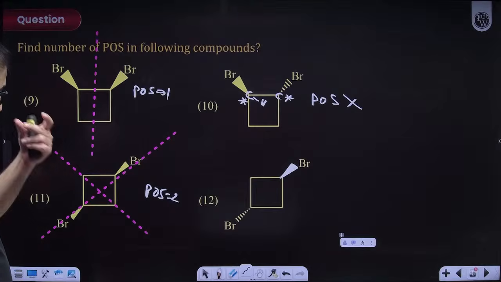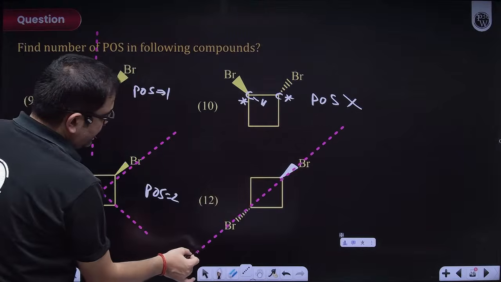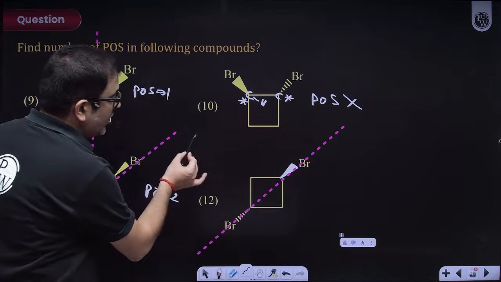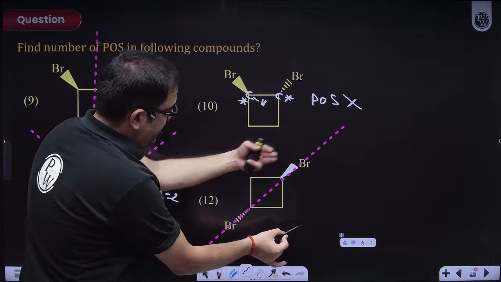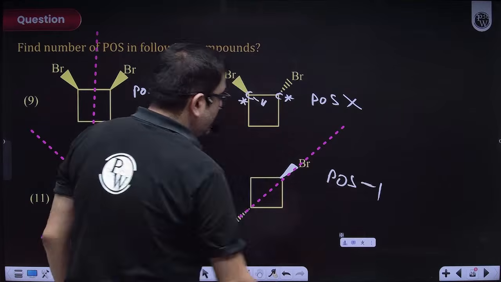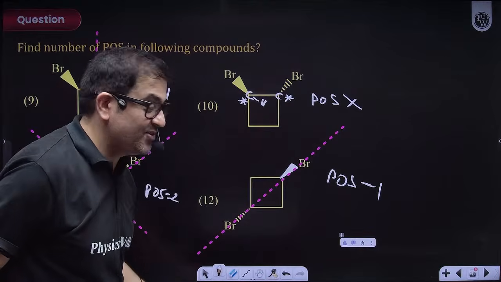Now what is the case? Sir, if you just cut along this, now obviously this is CH2, this is CH2. So this is one plane of symmetry. And if you cut along this, this is upside, that is downside. So only one plane, sir. Even if you do this, here it was having two, now it will have only one, but ultimately having a plane of symmetry means it is optically inactive.